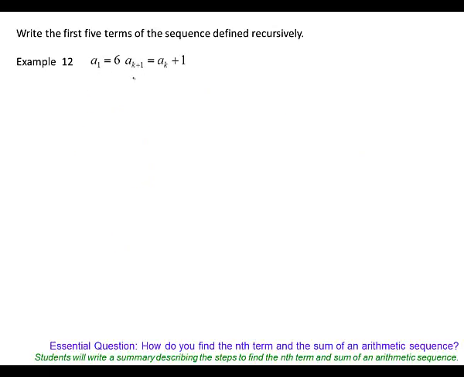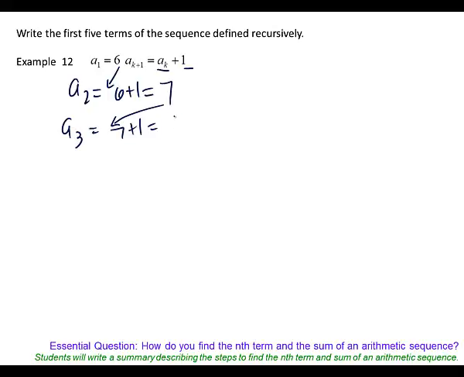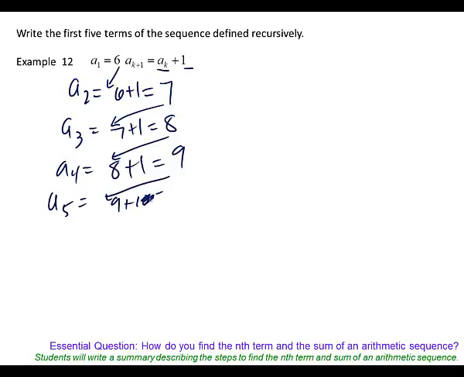We've got our second term would be the first term plus 1, it looks like. So I'm going to do 6 plus 1, which is what? Good. A sub 3 is going to be, what am I going to plug in? 7 plus 1, which is 8. What am I going to plug in this time? 8 plus 1, which is 9. And to get my 5th one, I'm going to do 9 plus, I'm giving you the answer, 9 plus 1, which is 10. There's your first 5 terms. Okay?